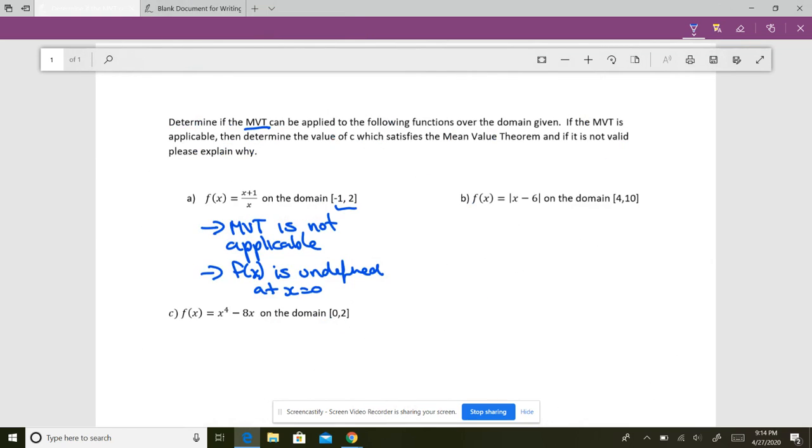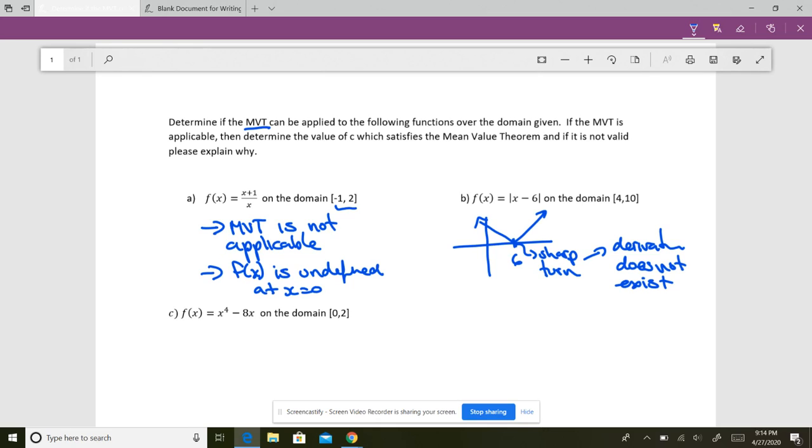Okay, so let's go to the second one. f of x is equal to the absolute value of x minus 6 on the domain. That is a continuous function, so we're good there. However, think of x minus 6. There's 6, it looks like this. That is a sharp turn, which hopefully you remember means the derivative does not exist at that point. Okay?